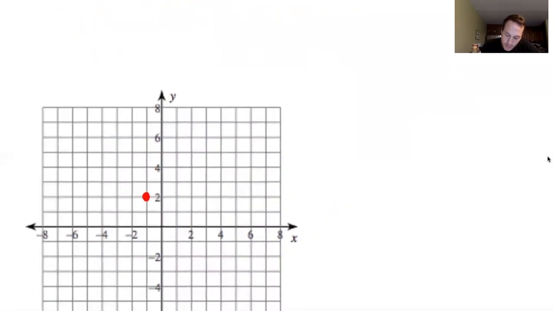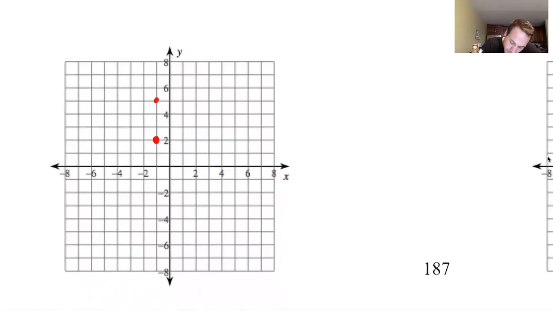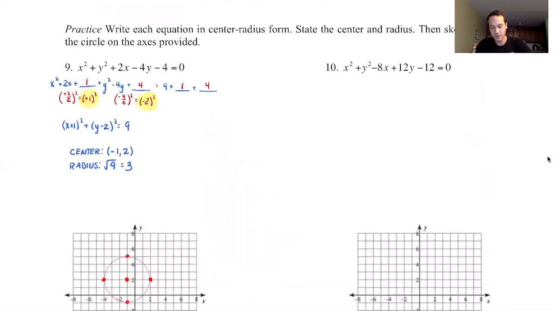So in this case, I'm going 3 units up, 1, 2, 3. 3 units down, 1, 2, 3. 3 to the left, 1, 2, 3. 3 to the right, 1, 2, 3. And you have a circle. Okay, there's our circle. I love Notability. It helps me draw perfect circles now all the time. One more, I'll let you guys try this one yourselves.